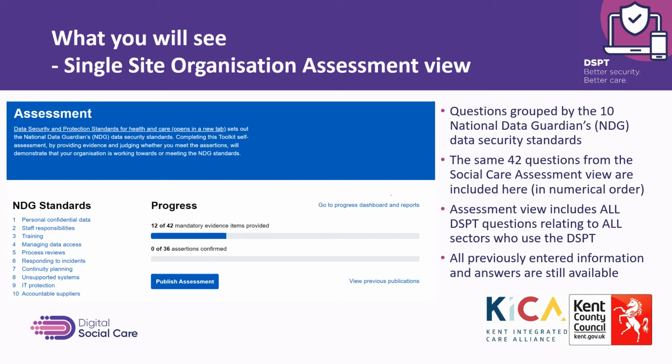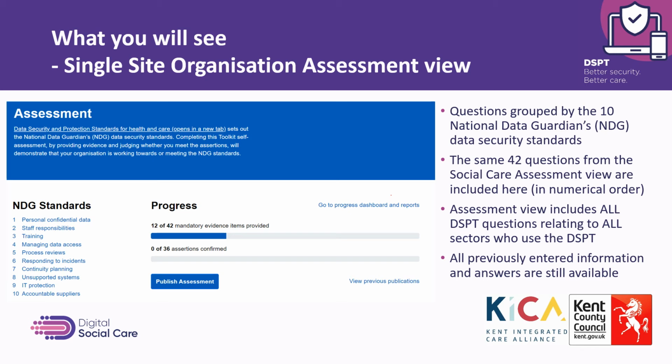This change is because when setting up your profile the first time you did the DSPT, you selected social care for your organisation, meaning you only saw the 42 social care questions. After publishing, however, the toolkit then takes you to this screen which shows the entire DSPT, including all questions across all the sectors, not just social care.